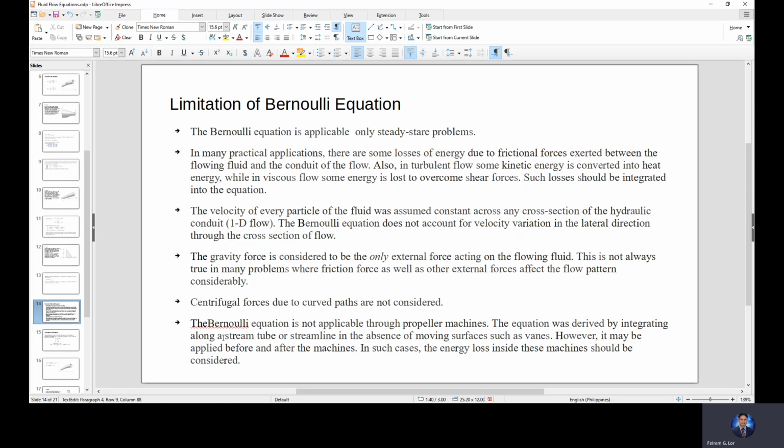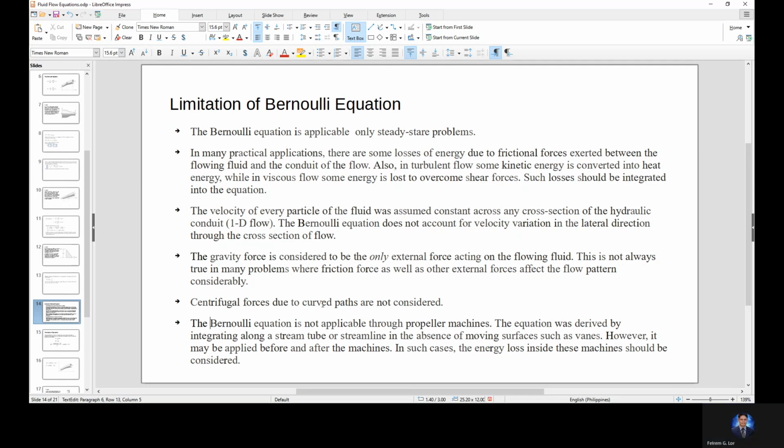The Bernoulli equation is not applicable through propeller machines. The equation was derived by integrating along a stream tube. So if you can see in the book, there's a derivation. It is derived on a smooth stream, from point 1 to point 2, in the absence of a moving surface such as vanes in between. However, it may be applied before and after the machines.